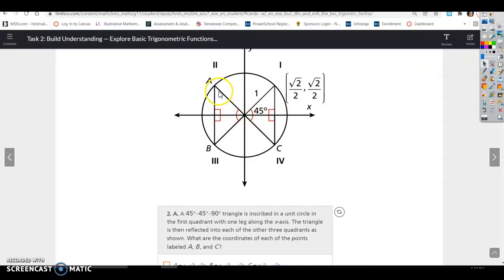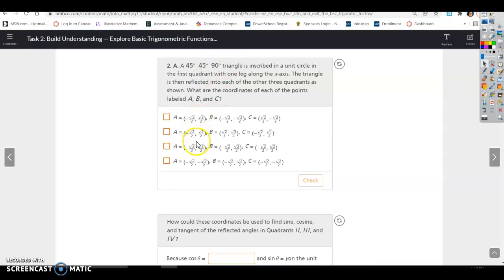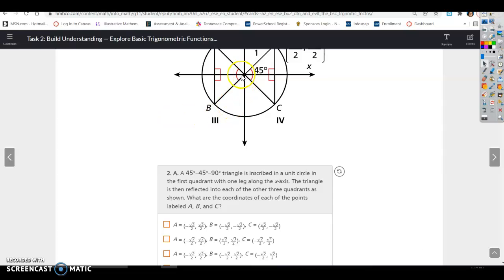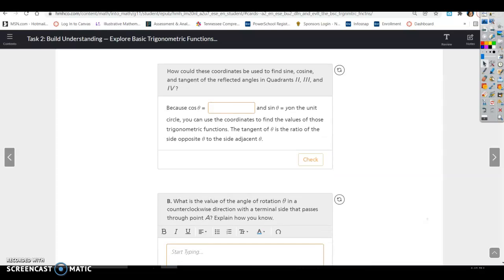This is still a 45, 45, 90 triangle. It's just in quadrant 2. So it's going to be the same numbers, maybe a different sign. So I'm going to have a negative and a positive. So it's going to be negative, positive. So that eliminates the last one there. Alright, in B it's going to be left and down, which is negative, negative. So it has to be the first one. And then in this one it's going to be positive, negative. So positive, negative would be the one that works. So basically we're just looking at the sign based on which quadrant we were in.